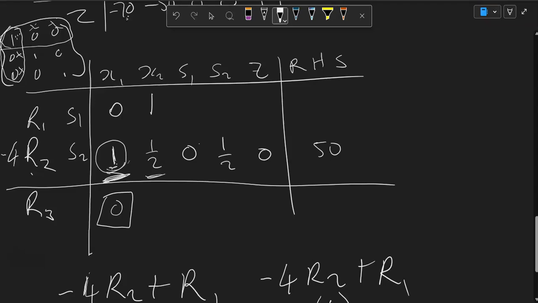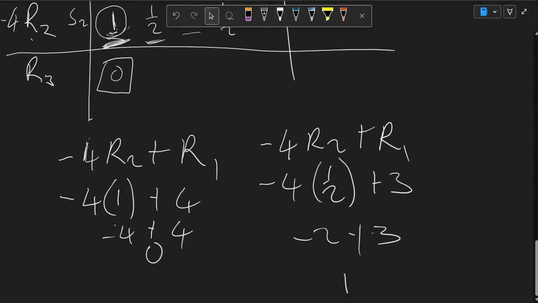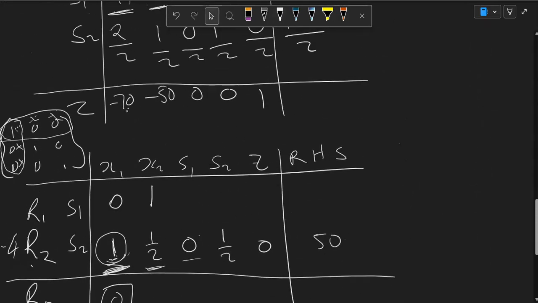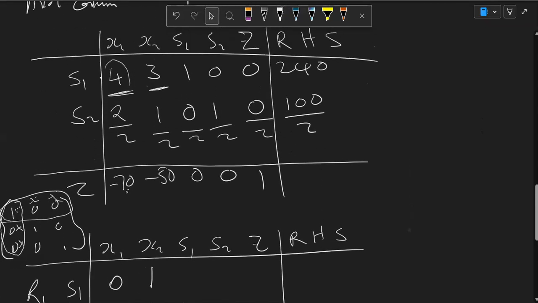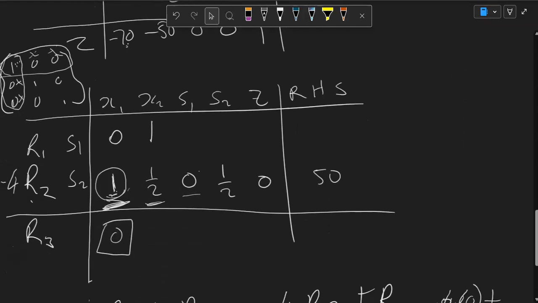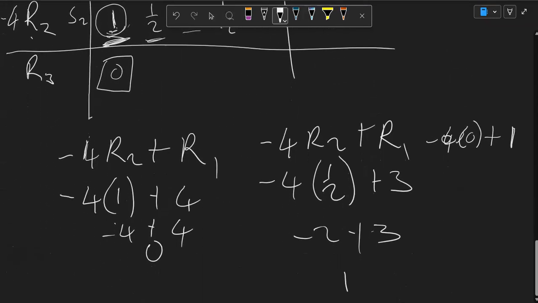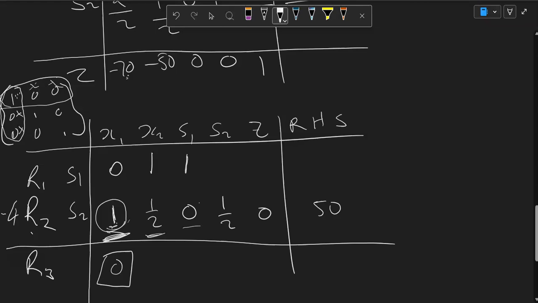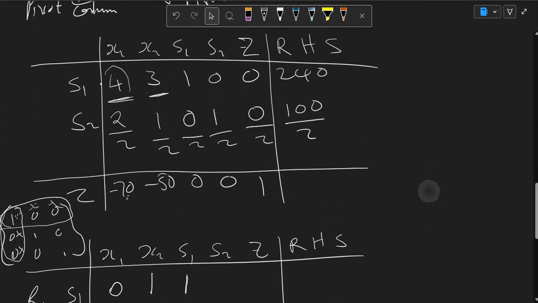Okay, we go to the third place. We have a 0 on row 2, so that means that will become 0: negative 4 multiplied by 0 plus row 1. What is the value of row 1? We have 1 there. Let us put 1. So we have negative 4 multiplied by 0 is 0 plus 1, which will give us 1. So the value here will be 1, isn't it? Okay, definitely.